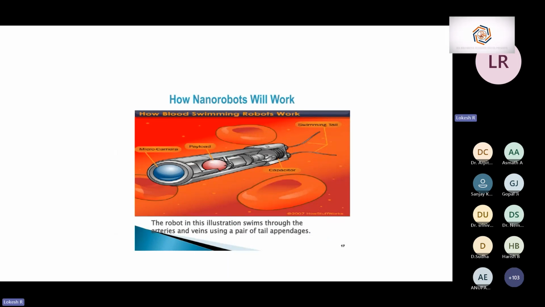This nanorobot is a new idea, and the scientists have developed this idea based on the bacteria moving from one part of the body to another using flagella. So instead of flagella, the nanorobot has a tail and a micro camera to take images to check whether it has reached the proper part or not. It also has a payload and a capacitor to give energy to this robot. This robot swims through the blood using a pair of tails.